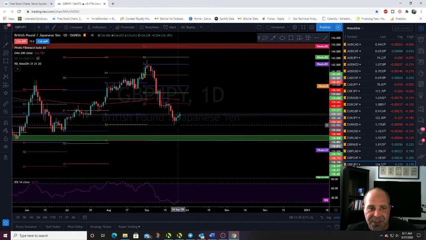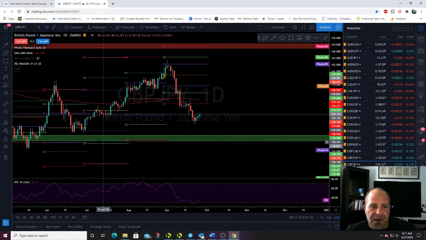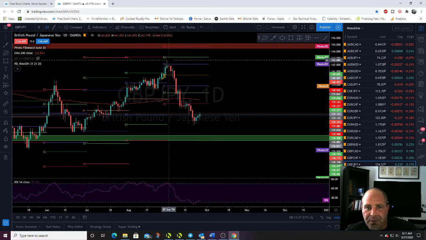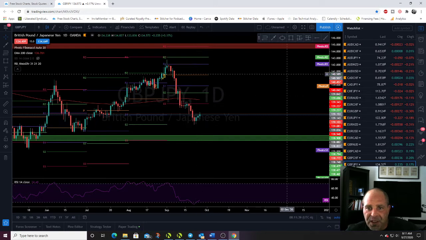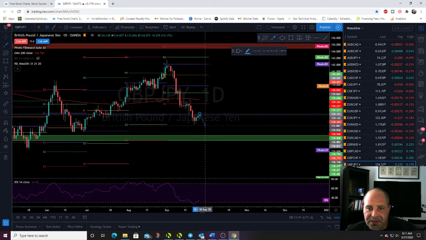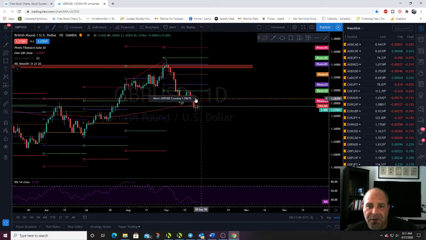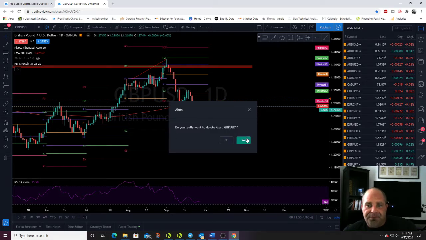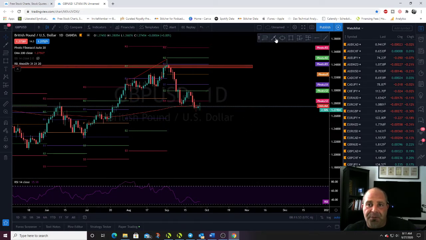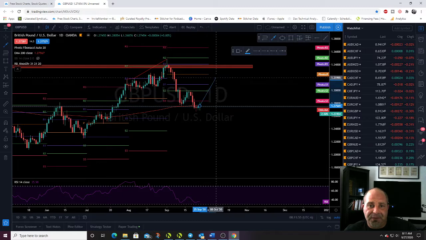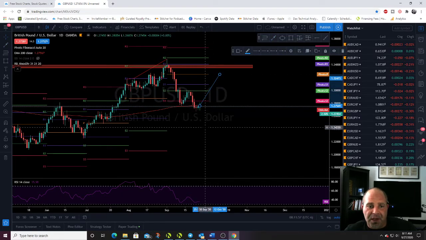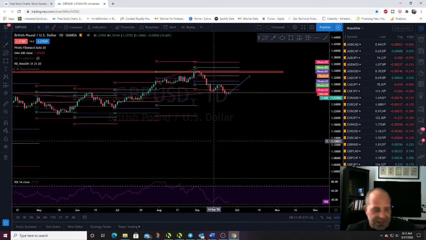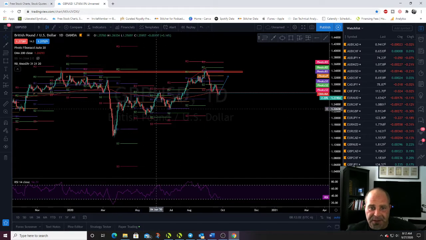GBP JPY, kind of the same thing. However, we didn't come all the way down into here, and we were really strong bearish. So we may see that move this week. GBP USD, we've stalled out on the 200 period moving average. So if we go bullish, it's going to happen here. If we break below considerably, we got a lot of downside potential on this puppy.